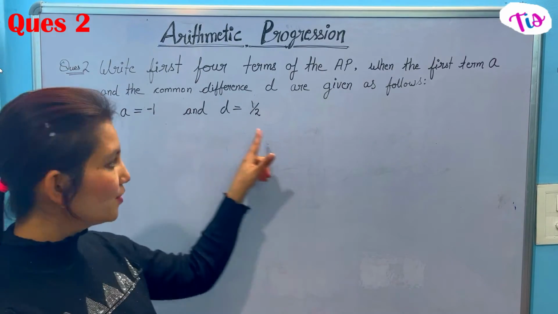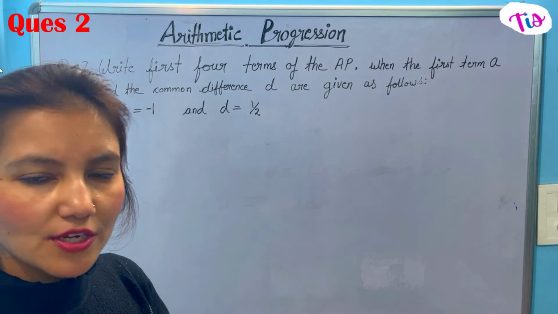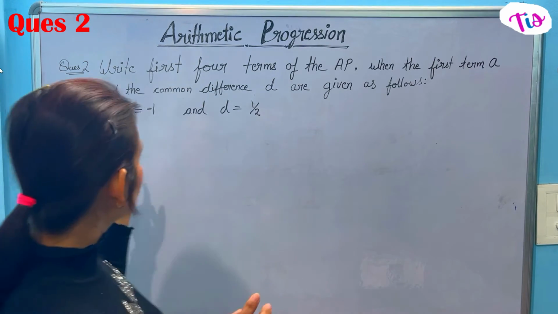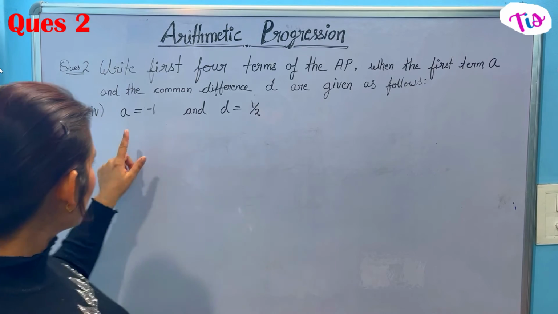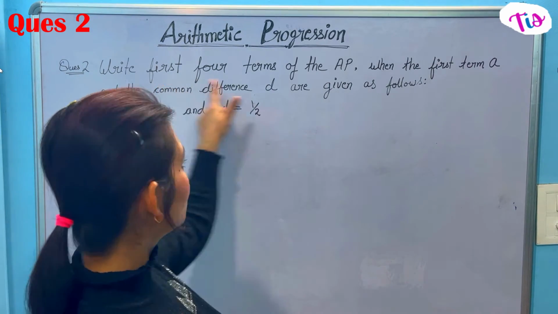Here is part 4 of question number 2. As I said, the rest of the subparts you can do. I'm just solving the questions which are different and a little bit difficult. So this is part 4, where A is -1 and D is 1 upon 2, and you need to find the first 4 terms.